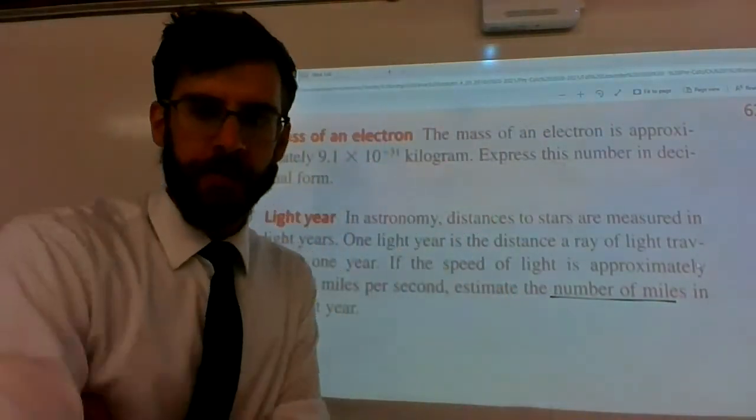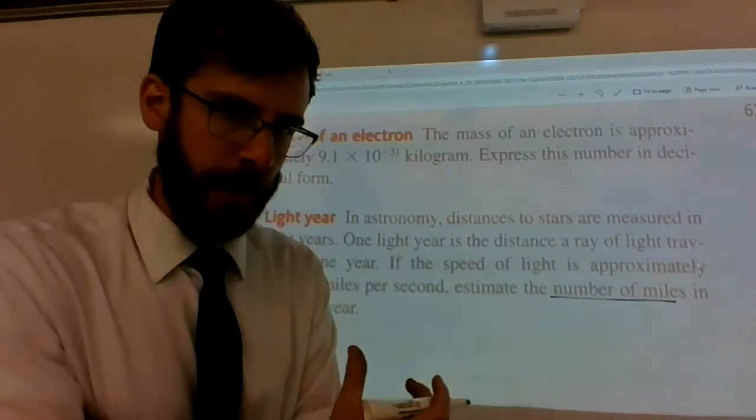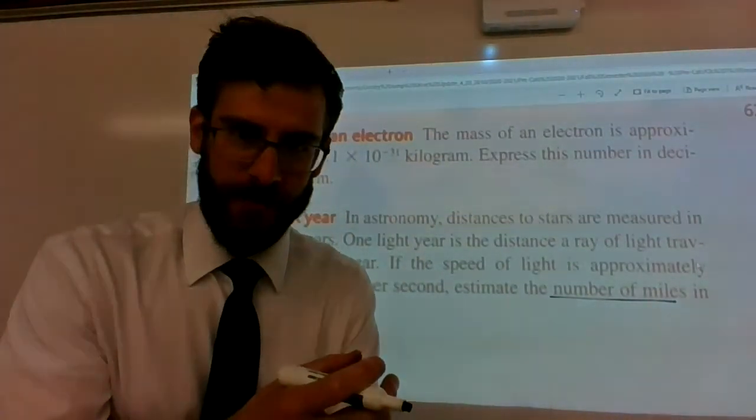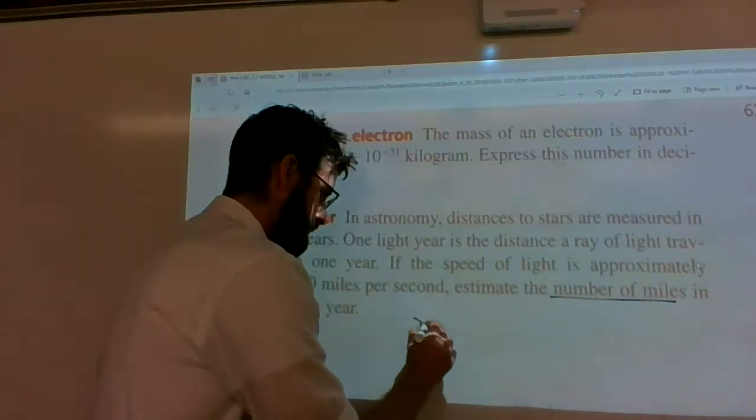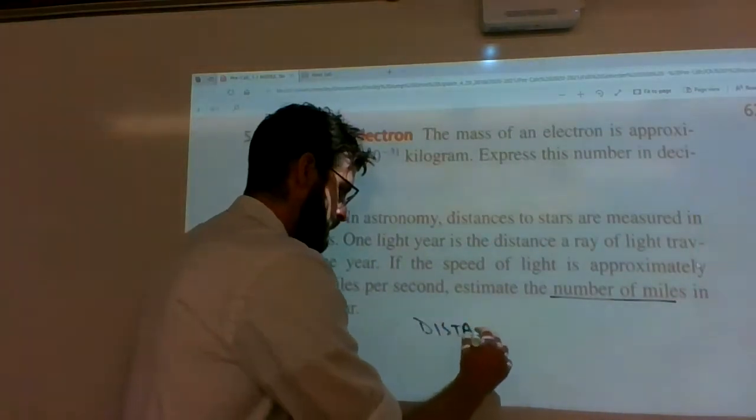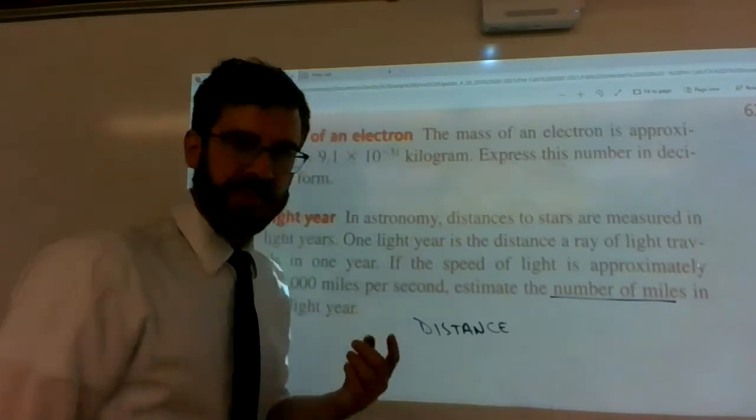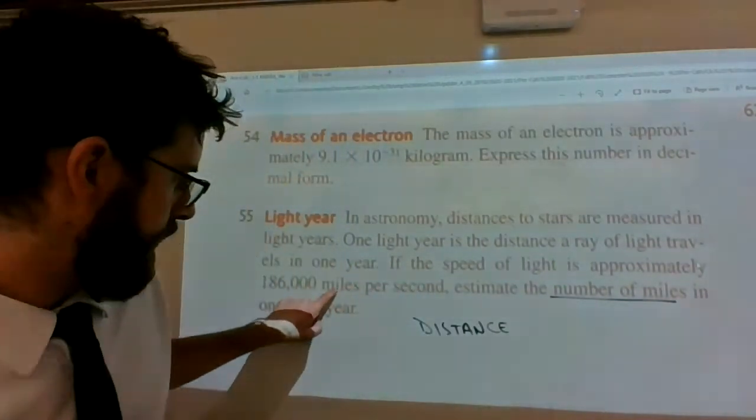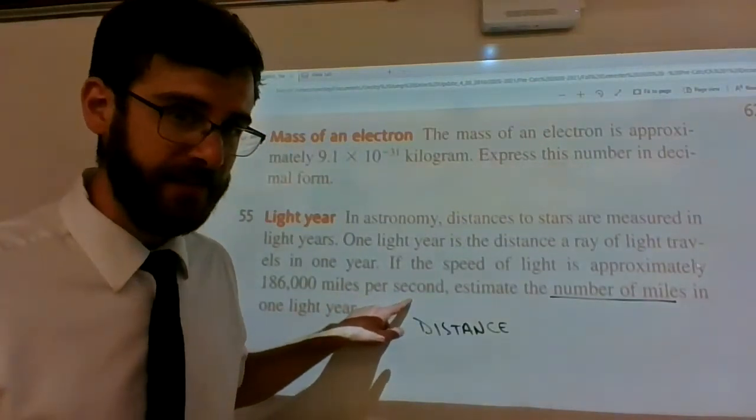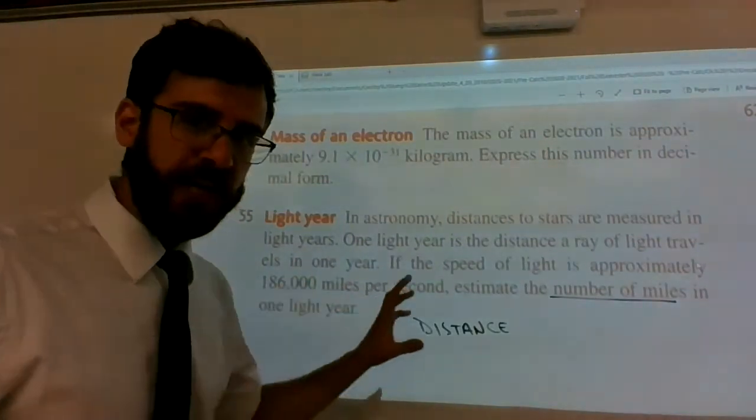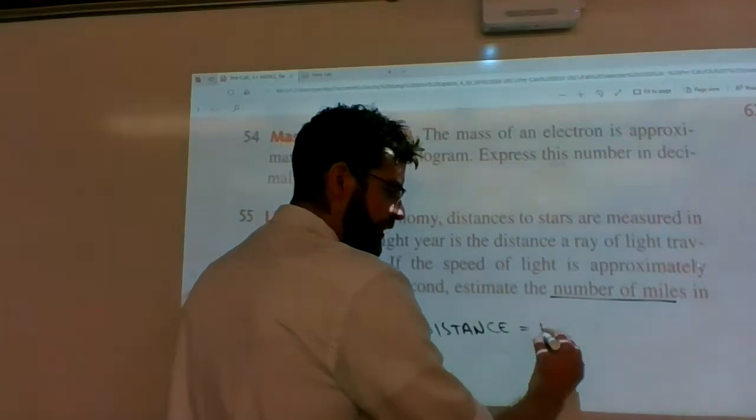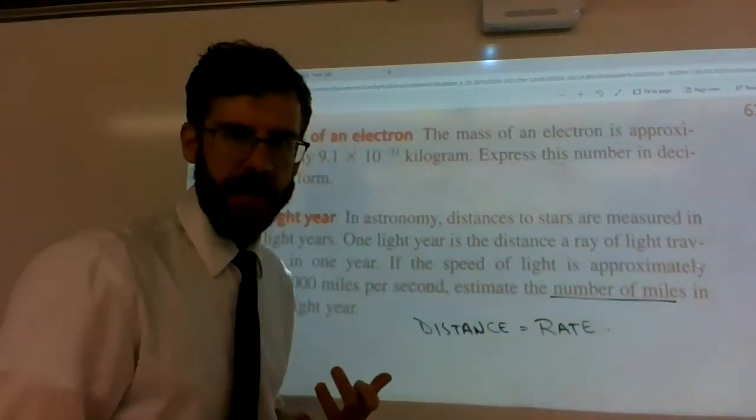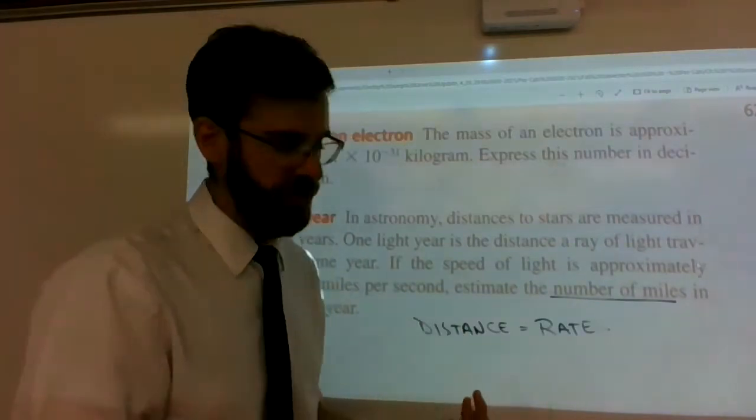The thing that jumped out at me right away was it said number of miles, and miles is a distance. In science, we have a formula that relates distance to miles per second. That's a rate, a speed, a rate of change. Distance equals the rate of change times how much time it's doing its changing.